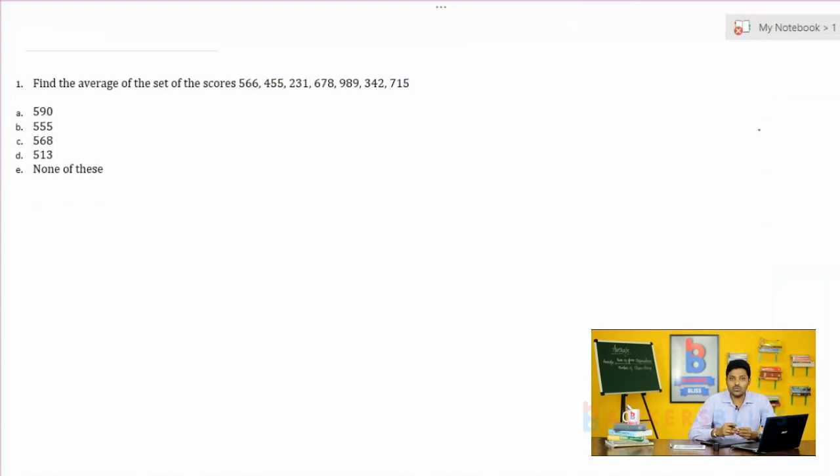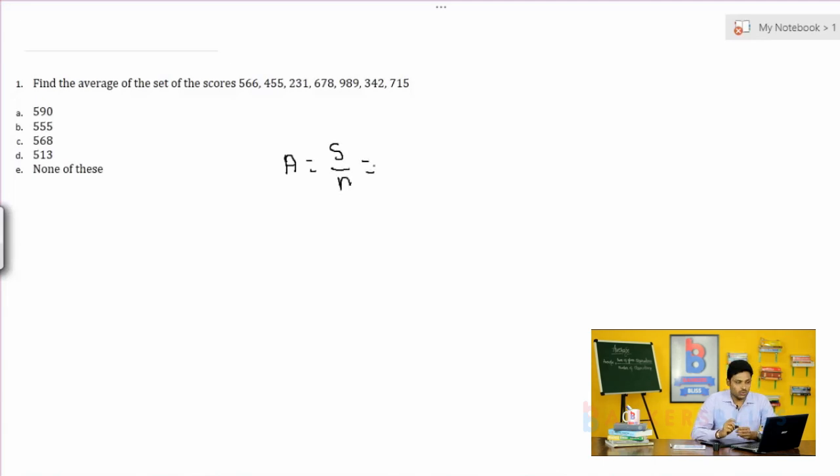678, how much value do we have to share to the other values? It is very difficult to estimate. 231, how much value should the 231 get so that it becomes a bigger value? It is very difficult to estimate. So in this case, go for the formula method. What does the formula say? The formula says average is equal to sum by n.